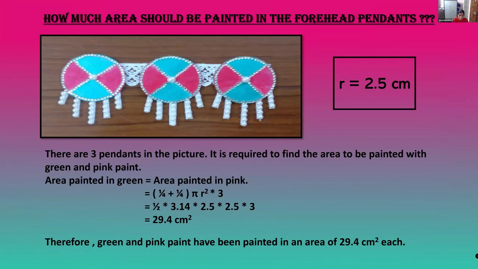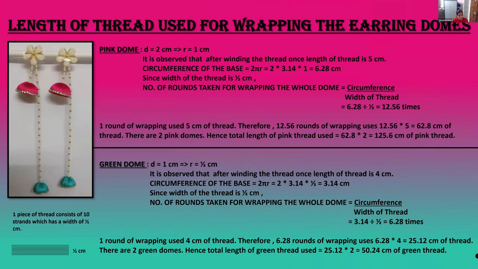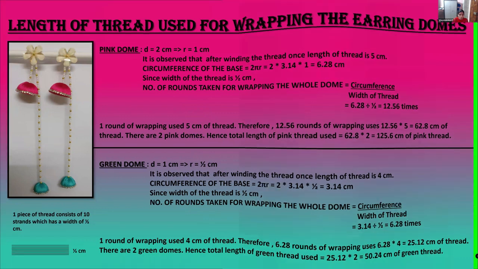Then similarly, about the 3 pendants. There also she found the area painted in green and pink. And similarly in the tearing also, how much thread was used to make that particular dome-like tearing. In that perspective she has given this project.